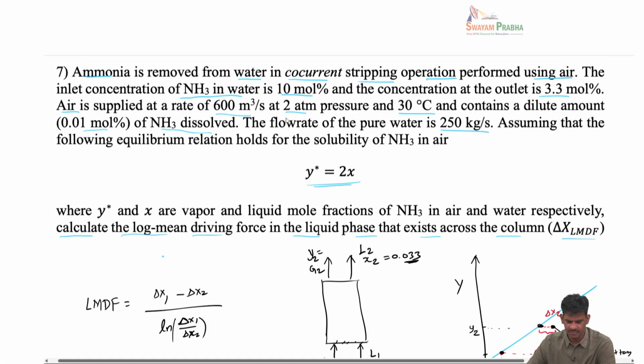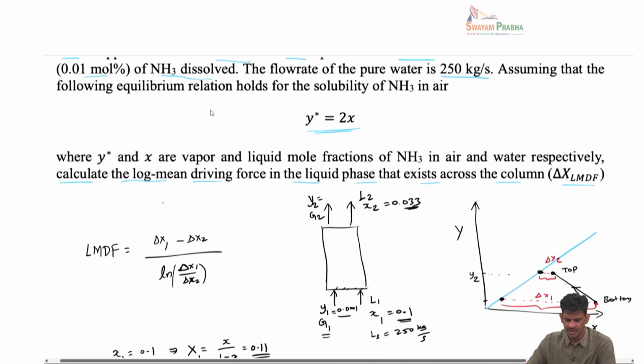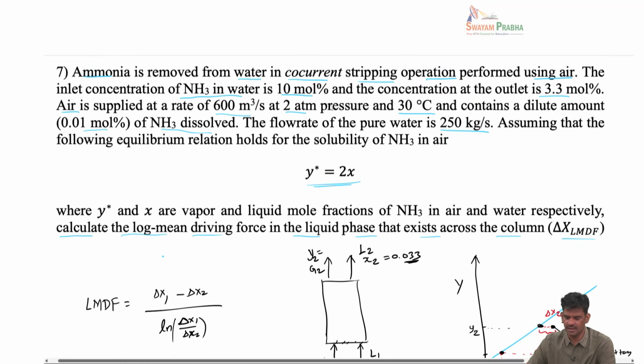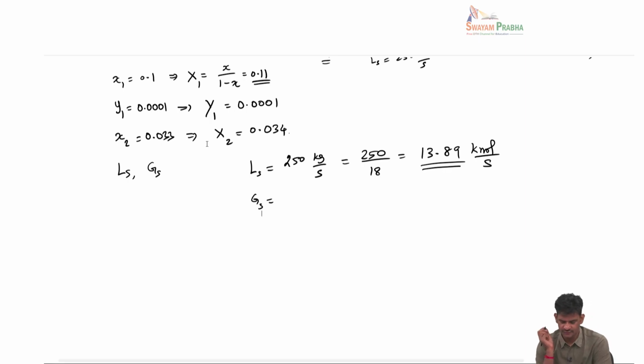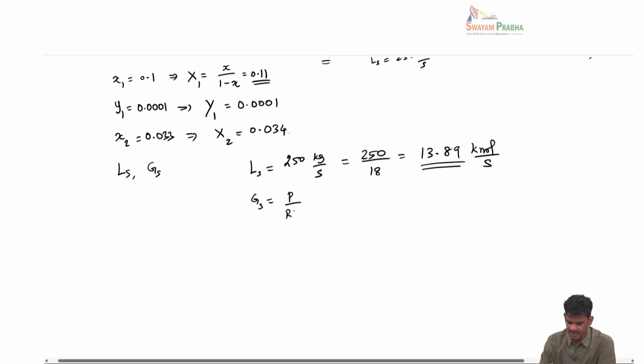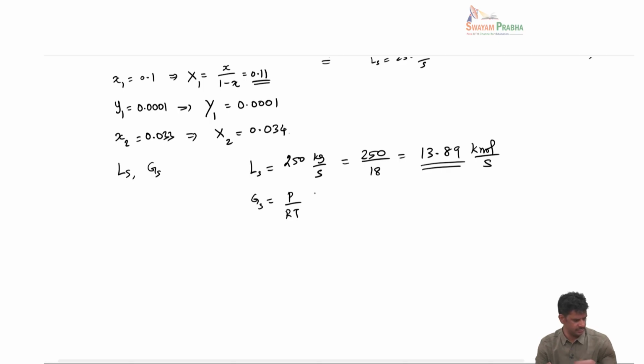You can see the temperature and pressure of the inlet stream is mentioned, and it contains very little ammonia. So practically we can consider this inlet gas to be almost pure air, because it is 99% pure. So GS basically refers to the molar flow rate of air. We calculate this by P by RT into the volumetric flow rate.